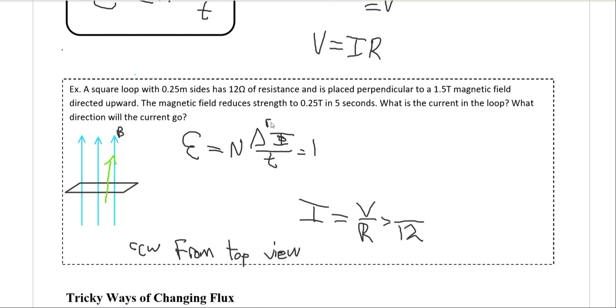When I'm thinking of flux, remember field times area. Is my field changing or is my area changing? In this case, it's the field. So I'm going to be looking at my change in field. I went from 1.5 Tesla at the very beginning to 0.25 Tesla at the end. And the area is a square, side length times side length. So 0.25 squared over 5 seconds. 0.25 times 0.25 should be 0.0625.